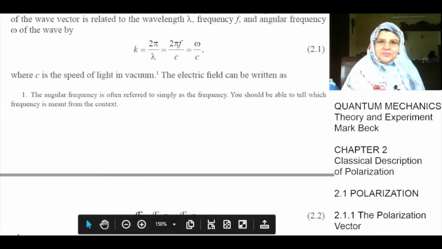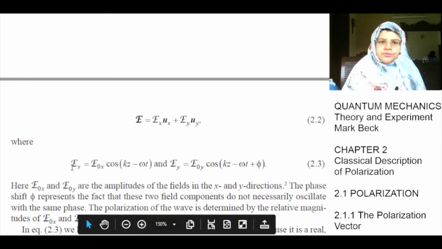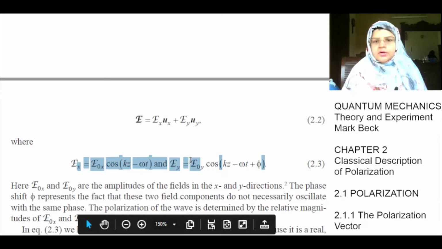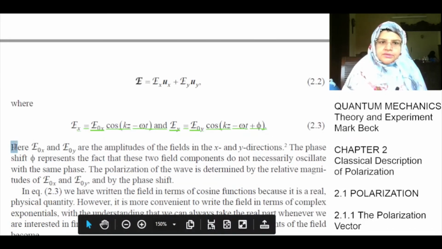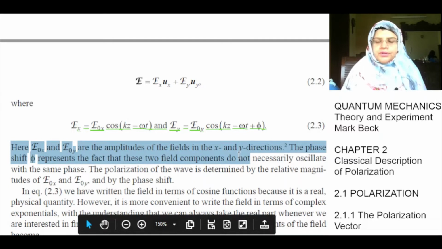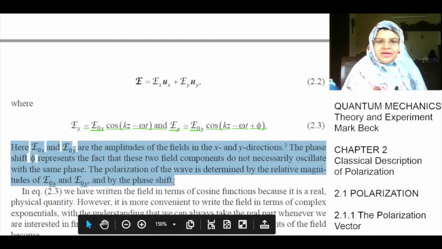The electric field can be written as E equal to E_x u_x plus E_y u_y, where E_x is equal to E_0x cos(kz minus omega t) and E_y is equal to E_0y cos(kz minus omega t plus phi). Here E_0x and E_0y are the amplitudes of the field in the x and y directions. The phase shift phi represents the fact that these two components do not necessarily oscillate with the same phase. The polarization of the wave is determined by the relative magnitudes of E_0x and E_0y and by the phase shift.